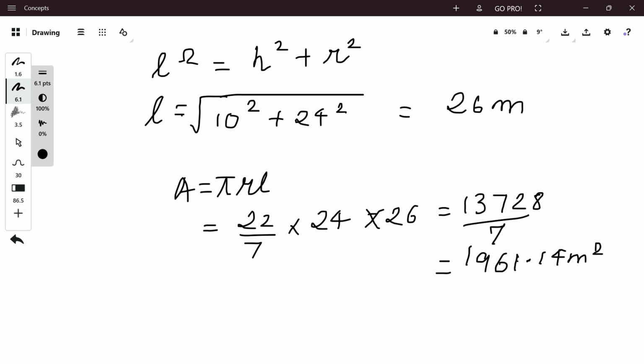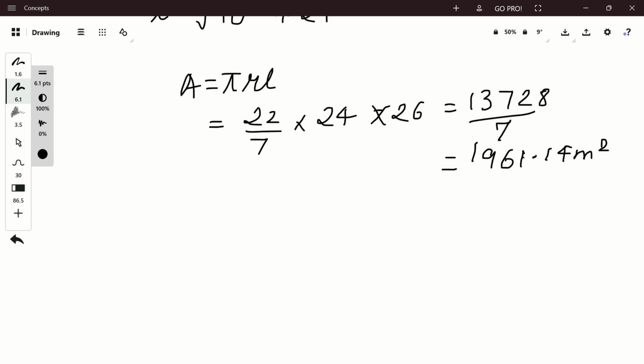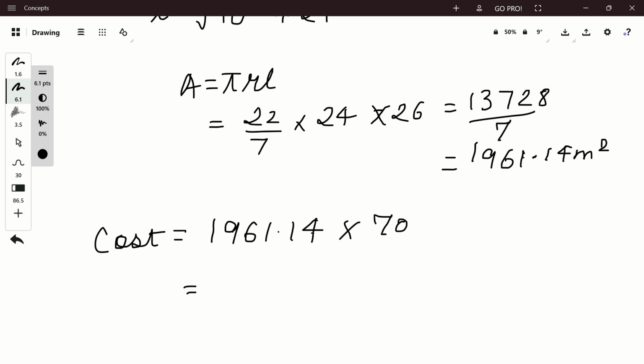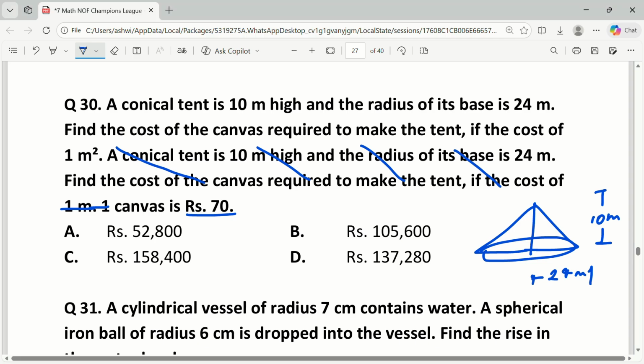The cost is given as rupees 70 per meter square. So the cost is equal to area into rate, that is 1961.14 into the rate, that is 70, which is equal to 137,279.6, rounding this off, congruent to 137,280. Comparing with the given options, the answer is D, rupees 1,37,280.